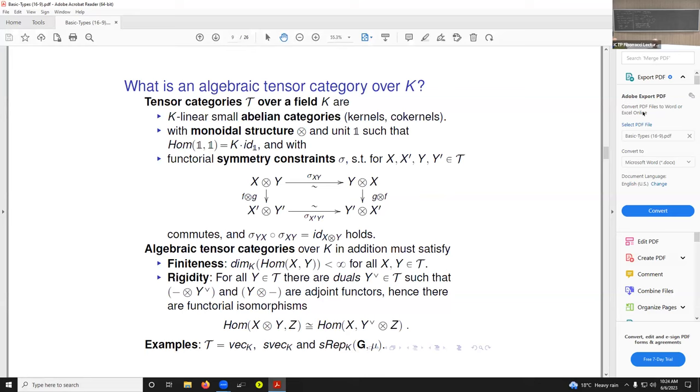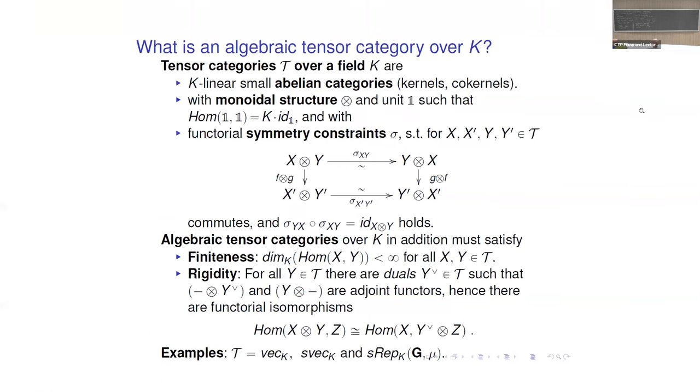A tensor category of a field is an abelian category. Homomorphisms are K-linear vector spaces. So you have all the axioms of an abelian category. You have a monoidal structure, a tensor product. And you have a unit element, which is an object. If you tensor with one, nothing happens, but you have certain axioms of compatibility. And then you have this symmetry. What is going on here? You have this symmetry constraint.